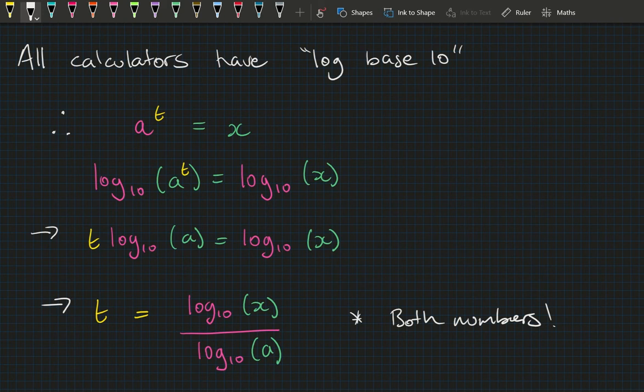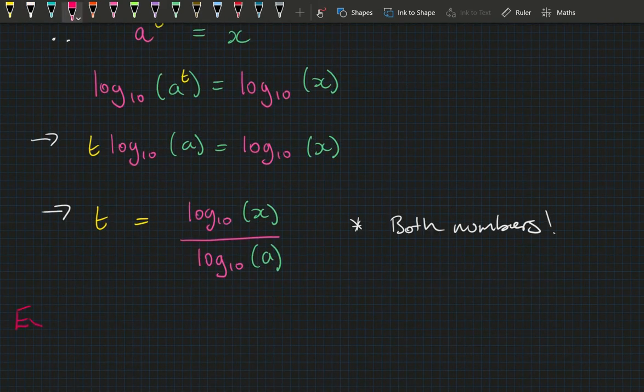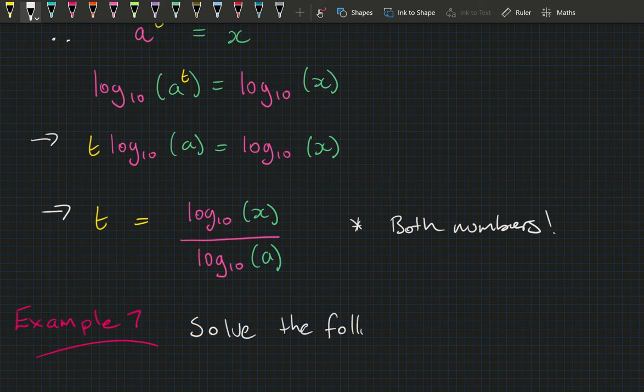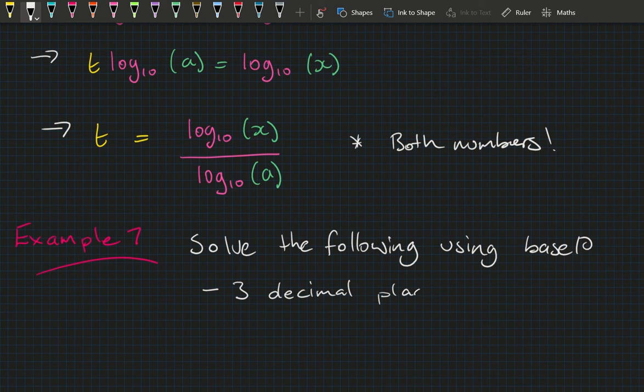All right, enough algebra. Let's get stuck into example 7, where we're going to solve the following exponential equations using base 10 and keeping it to 3 decimal places. Part A has 3 to the x equals 5. Before we go on, you should have a sensible idea of the solution in your head. 3 to the 1 is 3, so it's going to be greater than 1. And 3 to the 2 is 9, so it's going to be somewhere between 1 and 2.